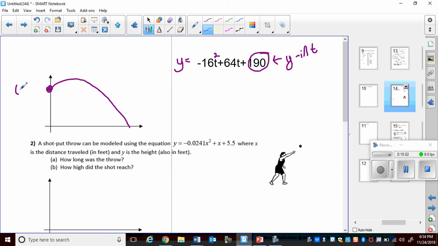So this point up here is (0, 190). That's my y-intercept. We're going to take our time doing this. Now up here, this is our vertex, and when you're putting this in your calculator, this is your maximum. We're going to call it a maximum or a vertex. Doesn't really matter, but either works.